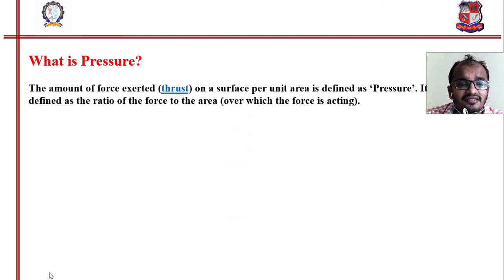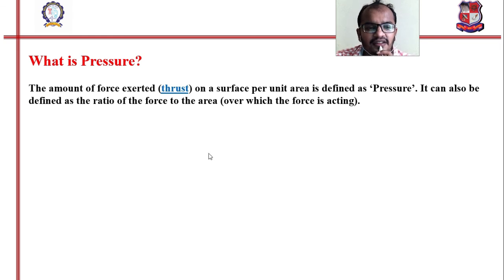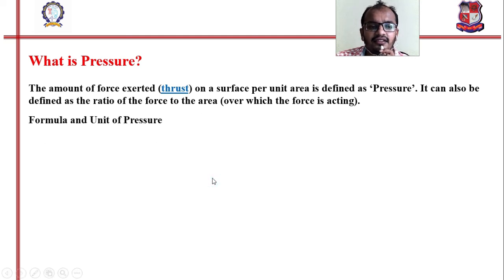Now pressure બરાબર, એના બેઝ પર આપણે પ્રેશર પણ ડિફાઇન કરી શકીએ. Pressure is basically the amount of force that is exerted on a surface per unit area, that we can define as a pressure. That is important thing, surface per unit. It can also be defined as a ratio of force to area over which the force is acting. બરાબર છે? So that's how you can define the pressure.